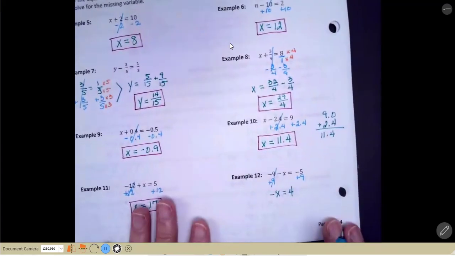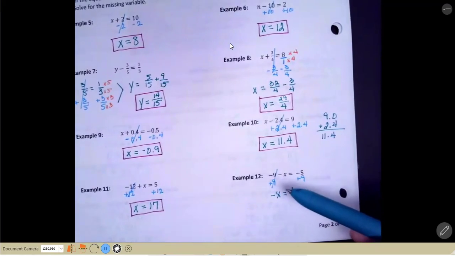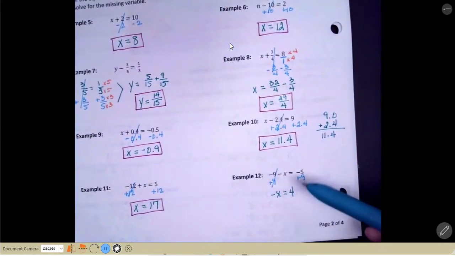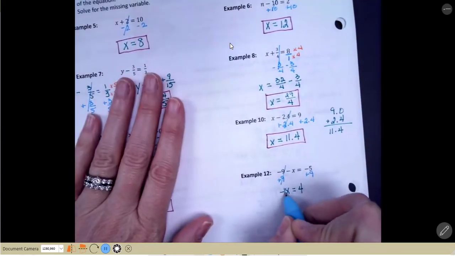Okay, now the last one. When you add 9 to both sides, you still have a negative x. We cannot have a negative x. You must get rid of the negative. Now, the negative x is like a -1.